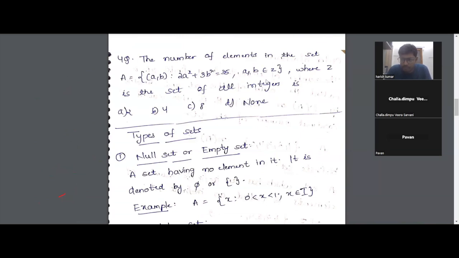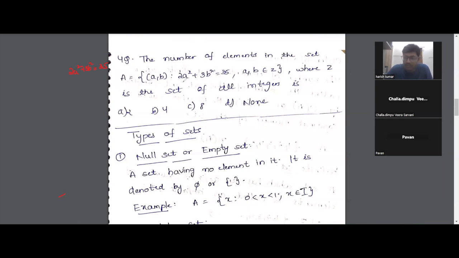Doubts are a question. Doubt. Okay. Dimpu, did you solve it? No, sir. I also had a doubt, sir. Okay, fine. No problem. Let's solve it. So what is the question saying? The number of elements in the set of (a, b) ordered pairs such that 2a square plus 3b square equals 35, where a, b belong to integers. Now we have to find how many such elements are there where (a, b) is an ordered pair which satisfies this equation.